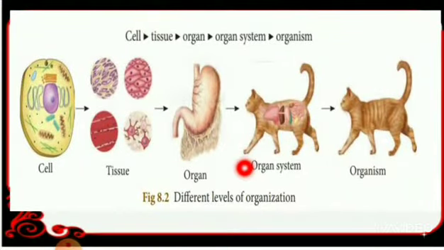This is the pictorial representation of biological organization. Cell to tissue, tissue to organ, organ to organ system to organism. These are the different levels of organization. Do you understand, children?